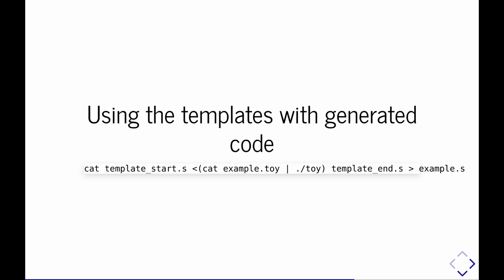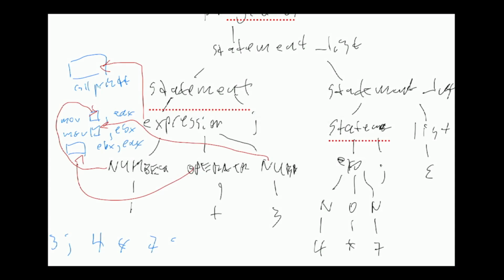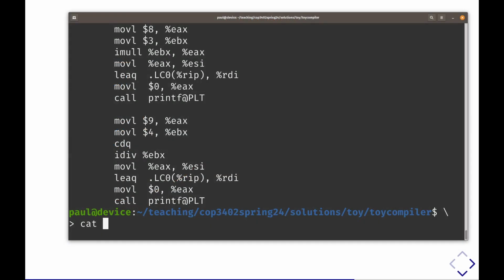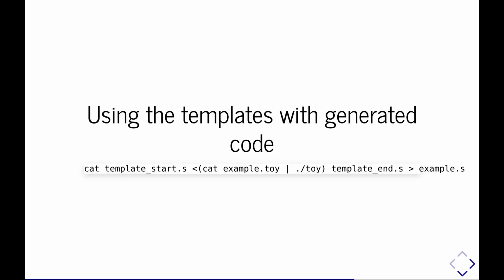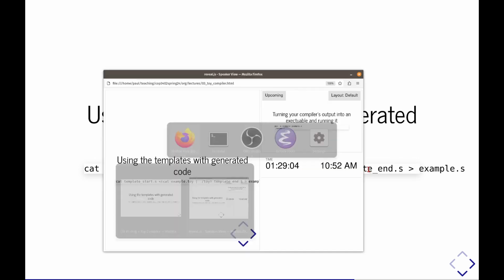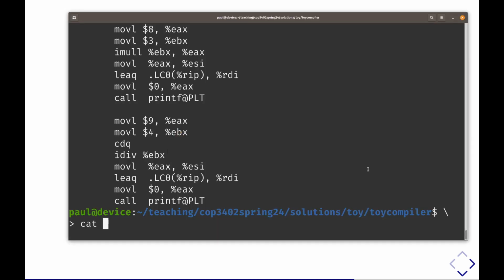Okay, so there's some extra stuff on here. There's this template start and all this other mess on the screen. Let me walk through what all that does. So what I'm doing is running the cat command, and I'm taking these three files: template start.s, the output of running the toy compiler, and template end. And this just contains all the code to make a complete assembly program. So let me show you what that looks like.